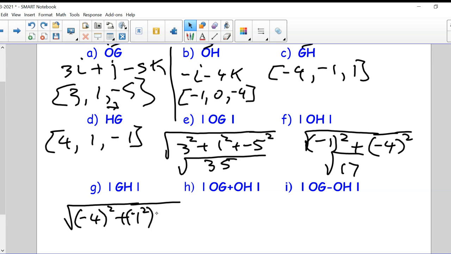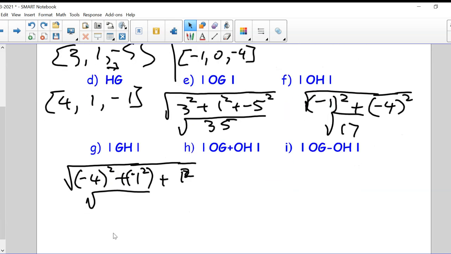Minus 1 squared plus another 1 squared. So for me, that's going to give me 16 plus 1 plus 1, that's the square root of 18. But this can be simplified, and if it can be simplified, you should simplify it. I'm getting this as being 3 root 2. Please make sure your skills at simplifying your radicals are in good shape. Okay, square root of 18 should be 3 root 2.